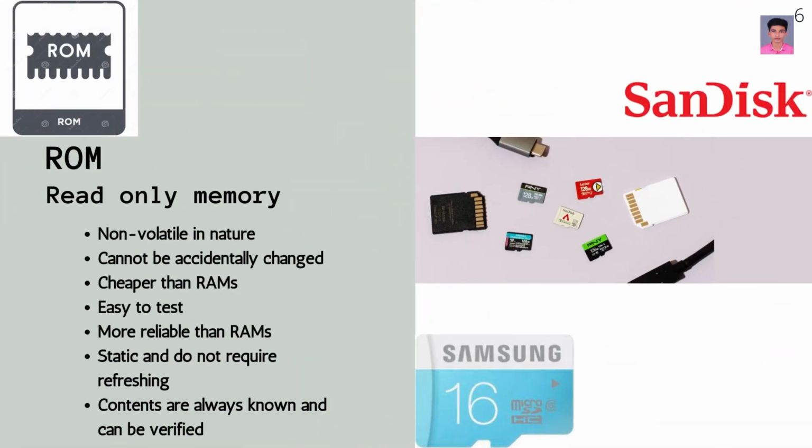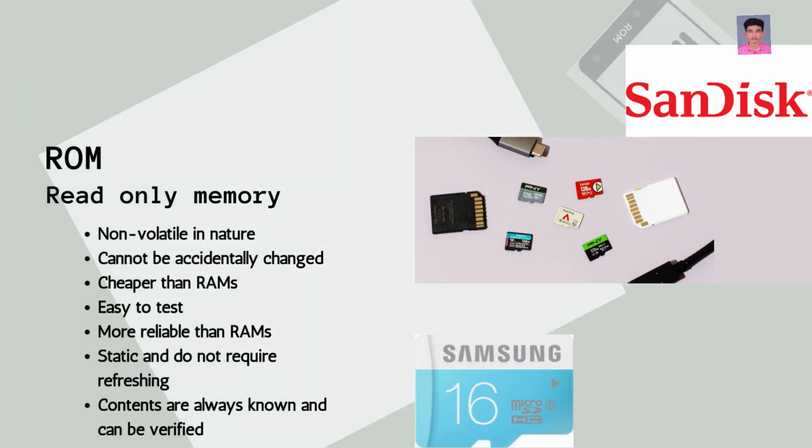Then comes ROM or read-only memory. It is non-volatile in nature, rather than the RAM, which is volatile in nature, and the ROM cannot be accidentally changed, and it is cheaper than RAM and easy to test, and it is more reliable than RAM also because when power is lost, the data inside ROM is saved rather than lost like RAM. Then it is static and does not require refreshing, and contents are always known and can be verified.